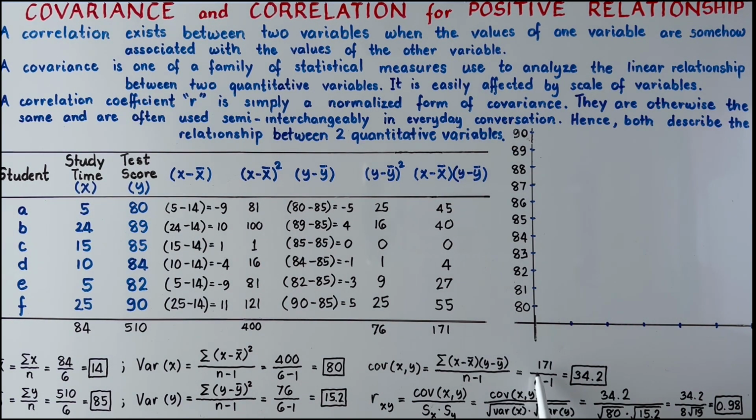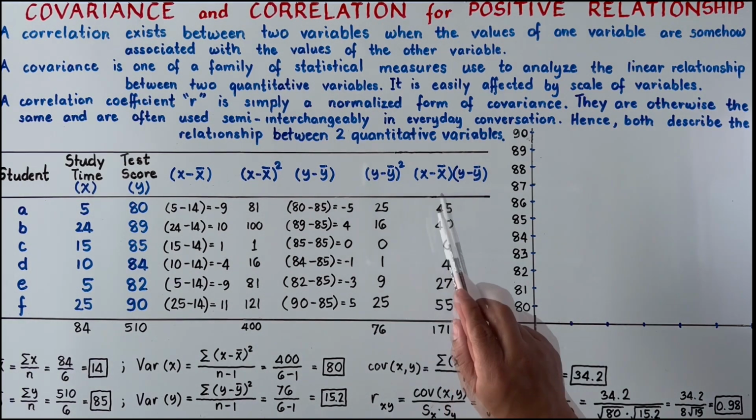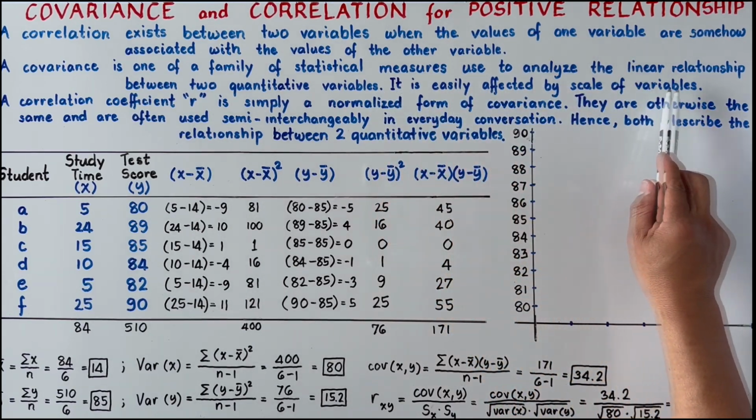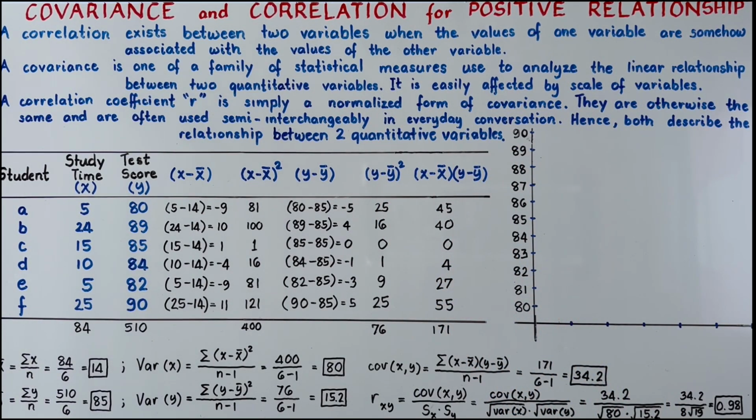So both the covariance and the correlation coefficient give you the idea of the direction of their relationship. But only the correlation coefficient gives you the strength of the relationship and not the covariance value, because we've mentioned that the covariance is easily affected by the scale of variables, which means that if you multiply, say, a number 5 to the variable x, the value of the covariance changes to a higher value, but the correlation coefficient doesn't change.